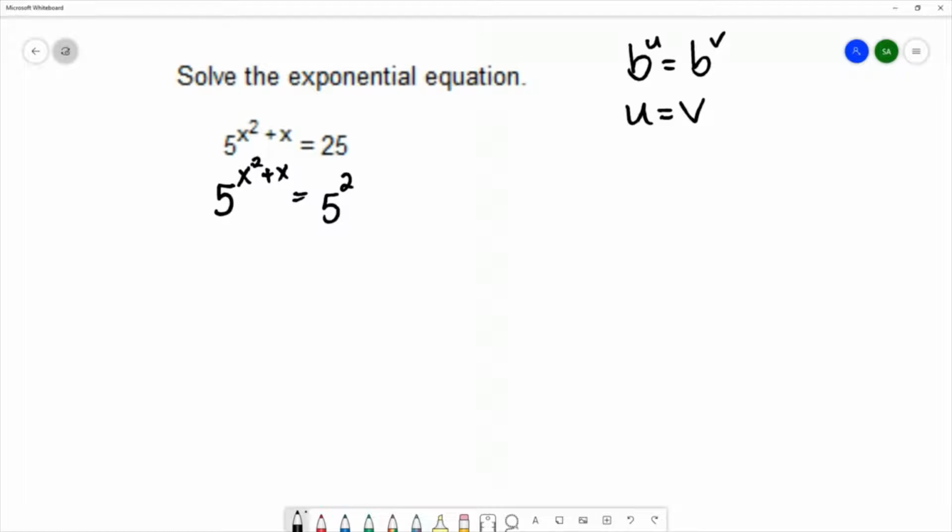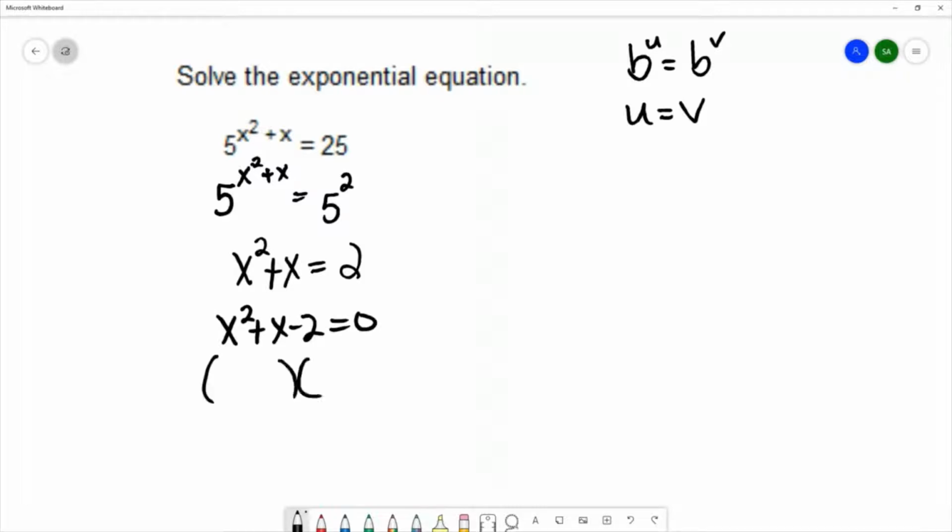So for our example, because we have the bases being the same on both sides, we're going to be able to say that the exponent on the left, x squared plus x, has to equal the exponent on the right of 2. This gives me a quadratic equation. I'll move all the terms to the same side, and I'll try to solve this by factoring.